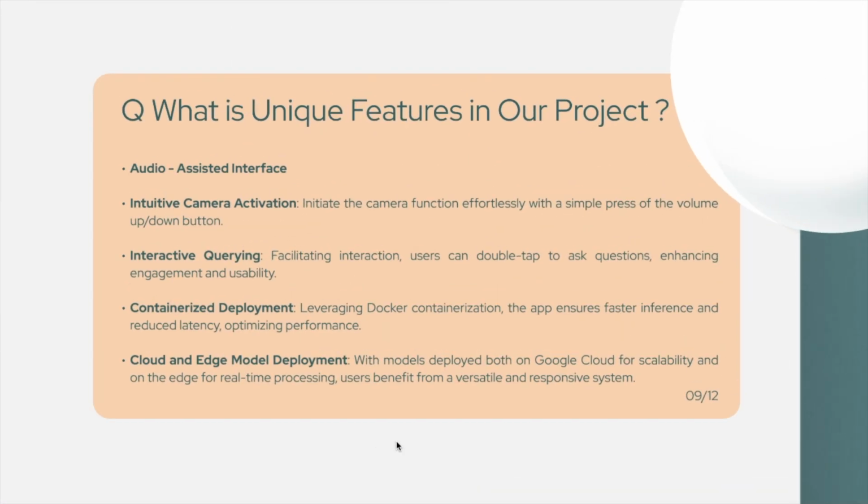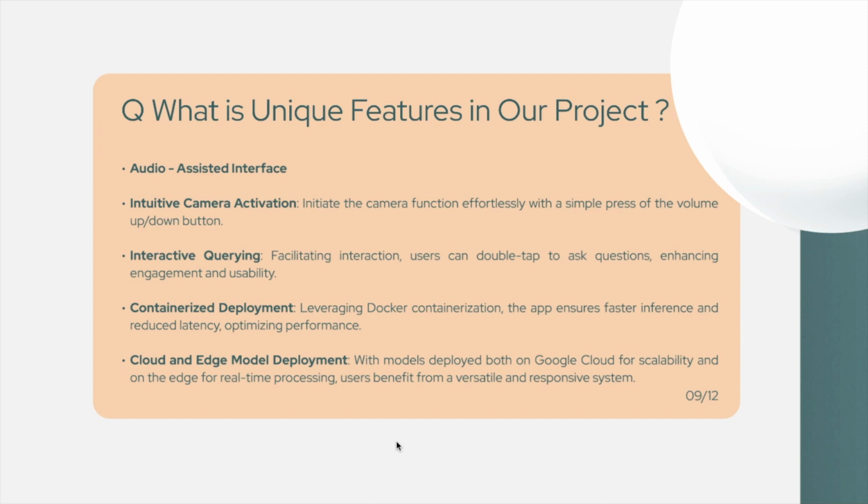Now, what are the unique features in our project? We have assisted the whole app with audio, which makes the user experience smooth, and we also have intuitive camera activation, that is, the camera can be opened by the volume up and down button. The next one is interactive query: we have enabled double tap to let the user ask questions about the images they have clicked, and this enhances engagement and usability.